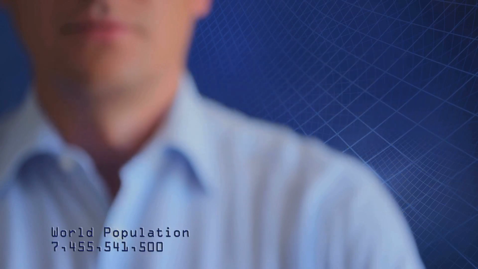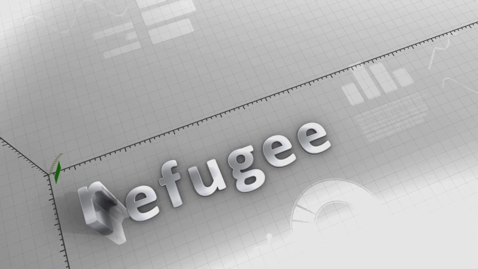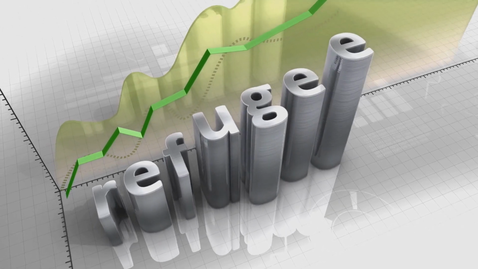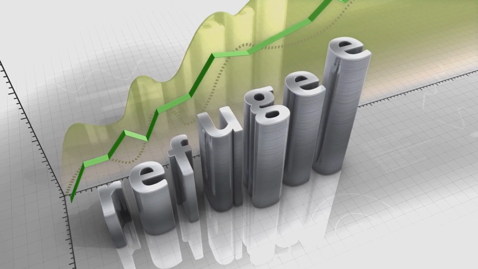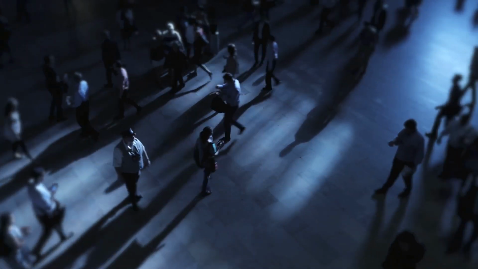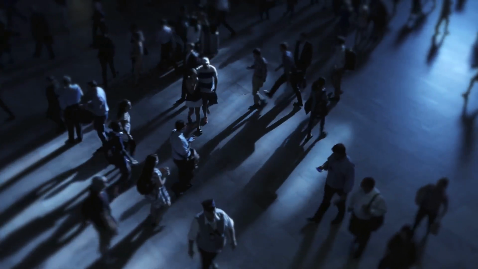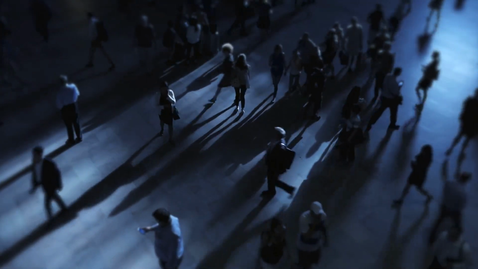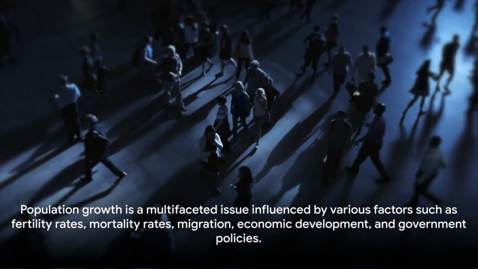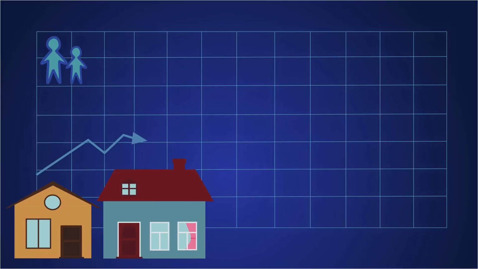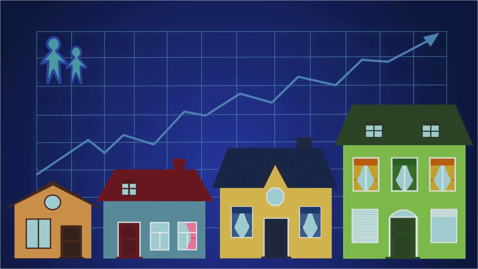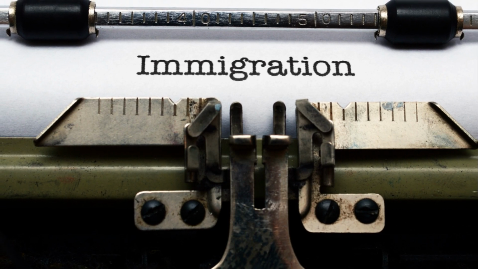Policies related to family planning, immigration, and public health can either encourage or discourage population growth. For instance, a government might implement policies encouraging larger families to counteract an aging population, or conversely, promote smaller families in regions struggling with overpopulation. So, as you can see, population growth is a multifaceted issue, influenced by a myriad of factors, from fertility rates and mortality rates to migration, economic development, and government policies.